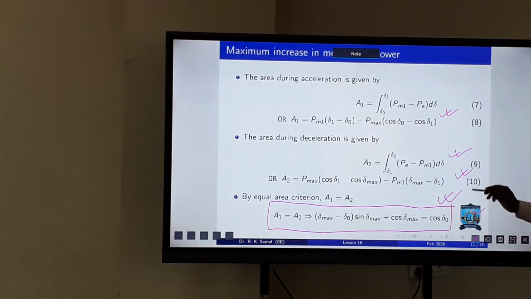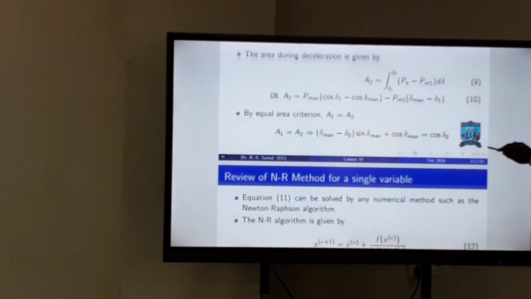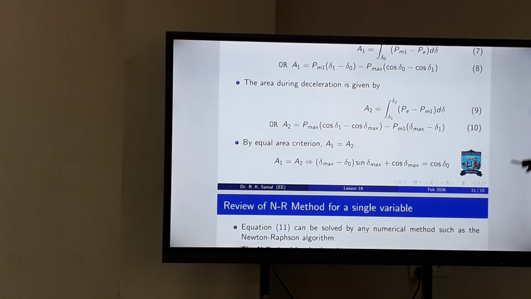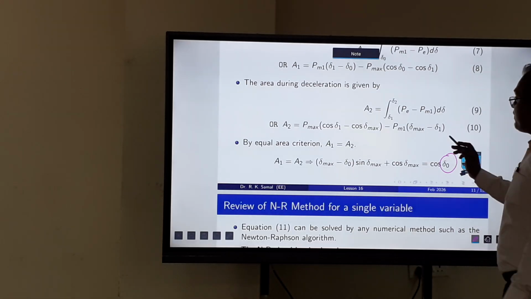So this completes essentially the topic of today's class. Now I'll show you how to solve this. Suppose there is a problem, how to solve it? Delta 0 means the initial operating point that you will get from the P max side. Initially the power system transfers this much amount of power, so P max sin delta is this. From that you will get delta 0. But how to get delta max?